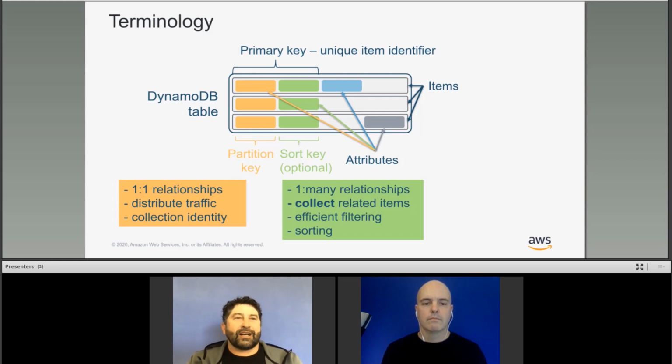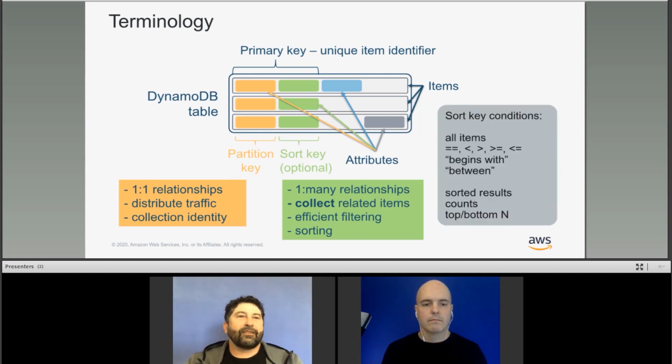The sort key allows us to manage one-to-many relationships. It collects these related items, and it provides for efficient filtering and sorting. So what do we mean by that, that efficient sorting and filtering, Rob?